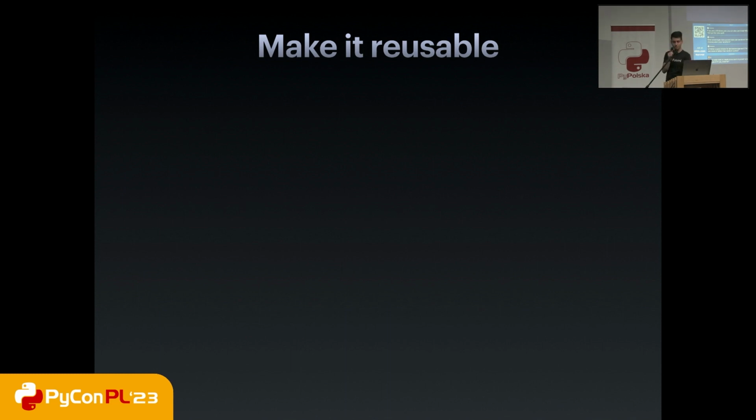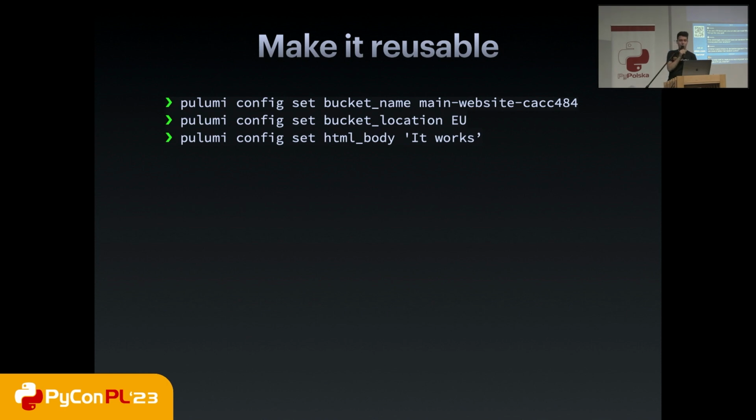Okay, and I guess last thing, because we're pretty much short of time, how to make it reusable. So we should identify all the hard-coded things in our code. The bucket name was hard-coded to be main website, and it was added with this extra suffix automatically. We hard-coded the bucket location and the HTML body. So we can use this configuration file to store our own configuration as well.